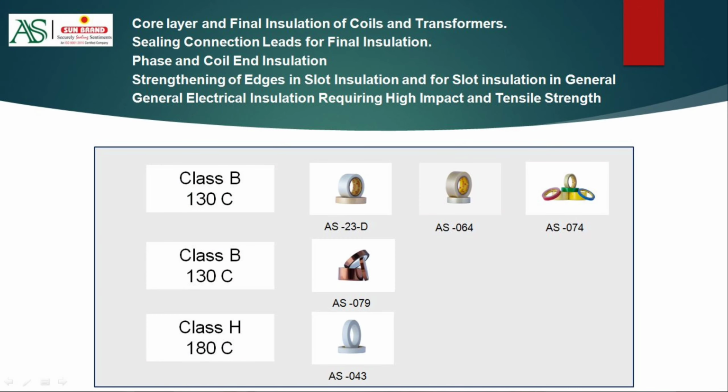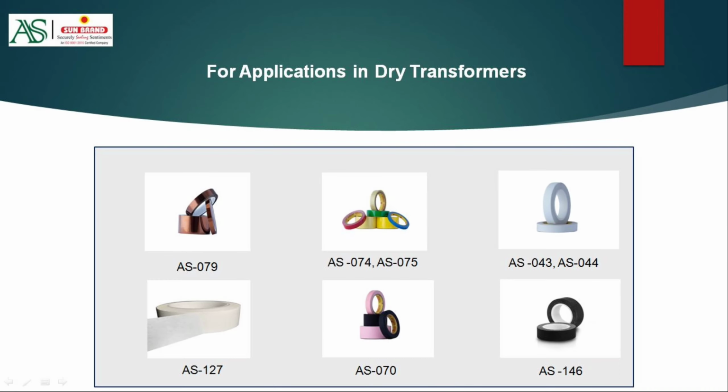Applications such as core, layer and final insulation of coils and transformers, sealing connection leads for final insulation, phase and coil end insulation, strengthening of edges in slot insulation, and for slot insulation in general electrical insulation requiring a high impact and tensile strength. Dry transformers require tough, strong, high tensile insulation tapes that produce a tight coil construction. Resin compatibility and absorption is important as well. Thermal class B or class H is suitable for this application.